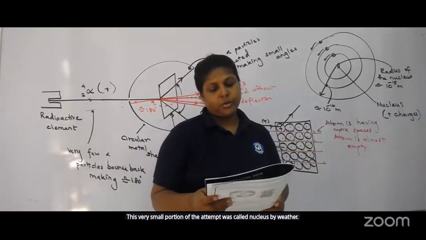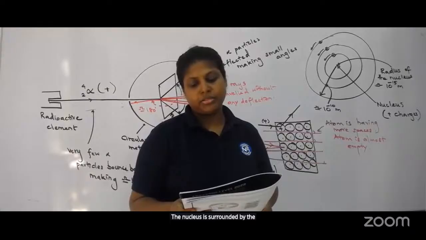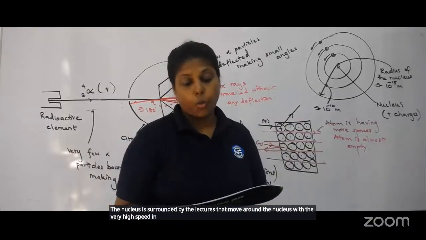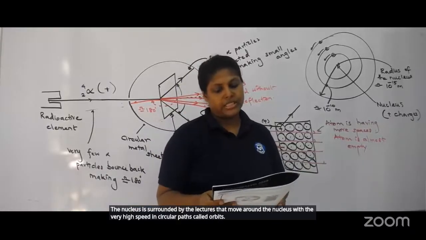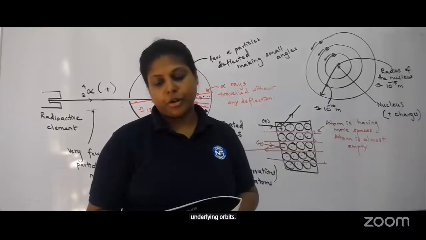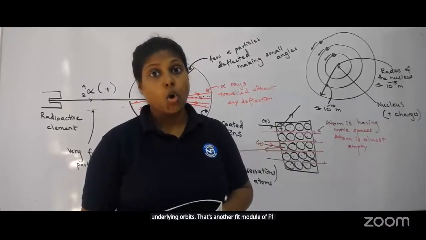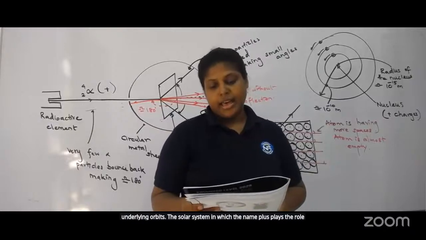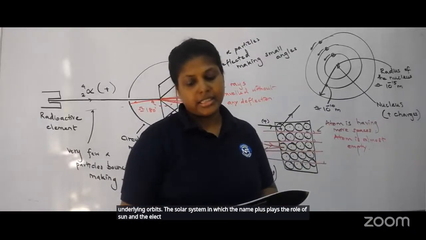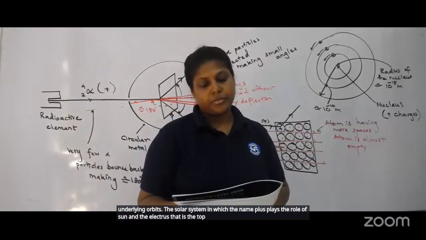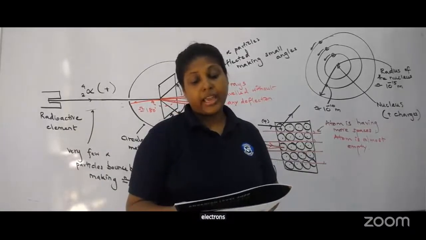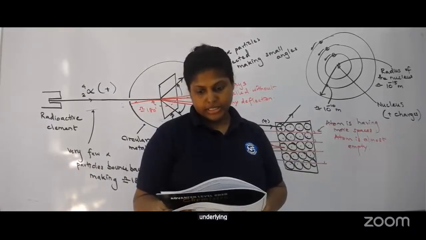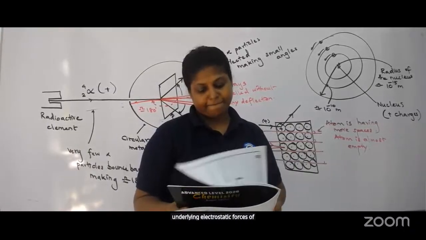The nucleus is surrounded by the electrons that move around the nucleus with a very high speed in circular paths called orbits. Underline orbits. Thus, the Rutherford model of the atom resembles the solar system in which the nucleus plays the role of the sun and the electrons that of revolving planets. Electrons and the nucleus are held together by electrostatic forces of attraction.